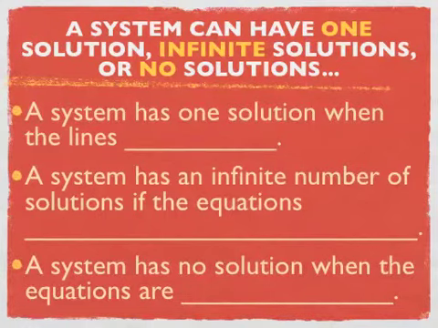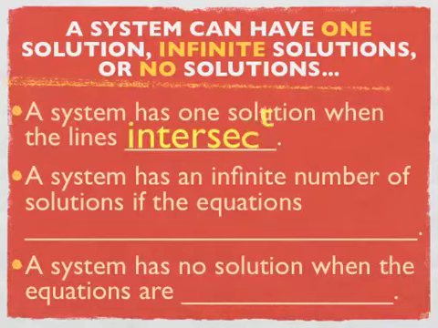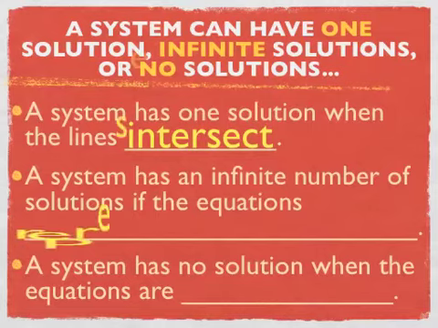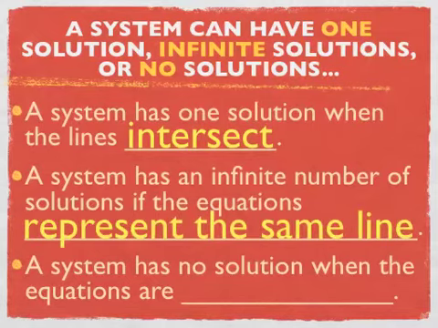A system can have one solution, infinite solutions, or no solutions. A system has one solution when the lines intersect. So both of the examples that we've just done, the lines intersected, I had one solution or one ordered pair that was my answer. A system has an infinite number of solutions if the equations represent the same line.